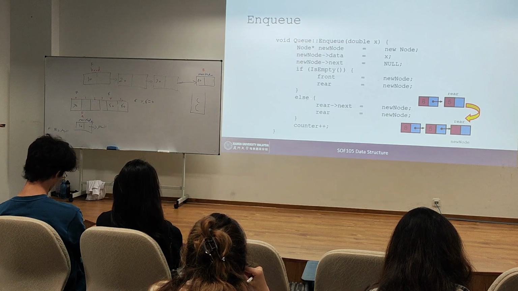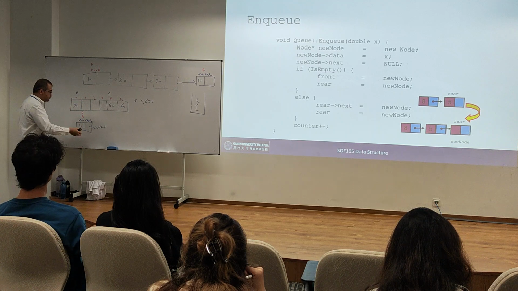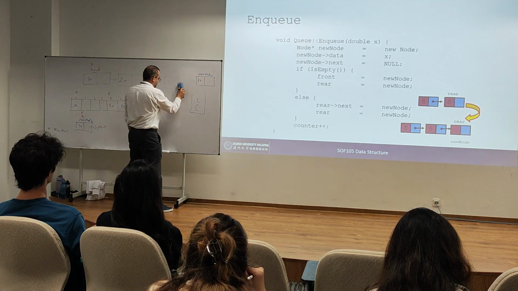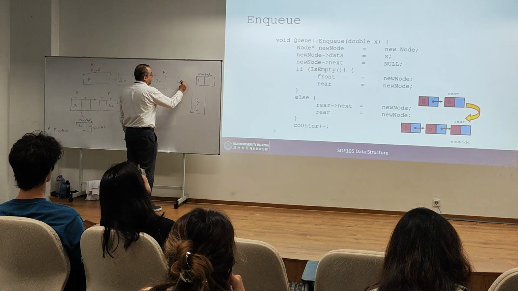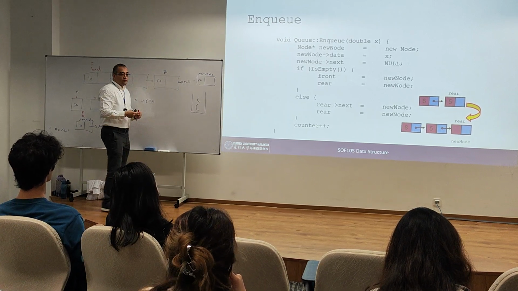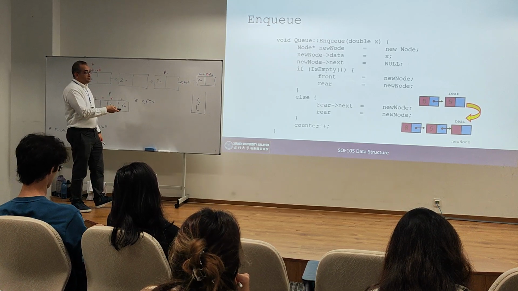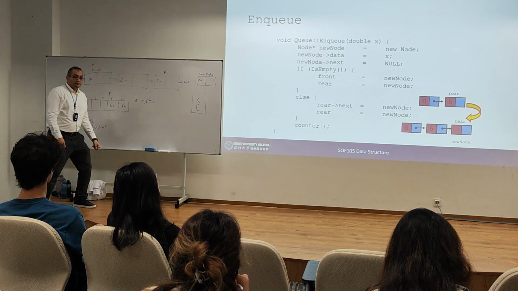Next, what do I do? Else, if it is not empty, let's say we go back to this state. If it is not empty, and looks like this, now what do I do? Two lines of code. What we said: rear next equals what? Then rear equals what? That's it. Done. Two lines of code.